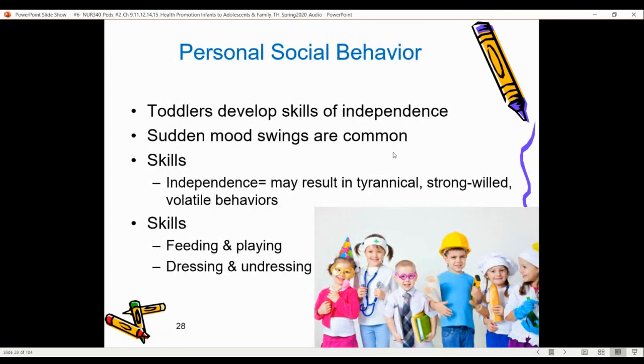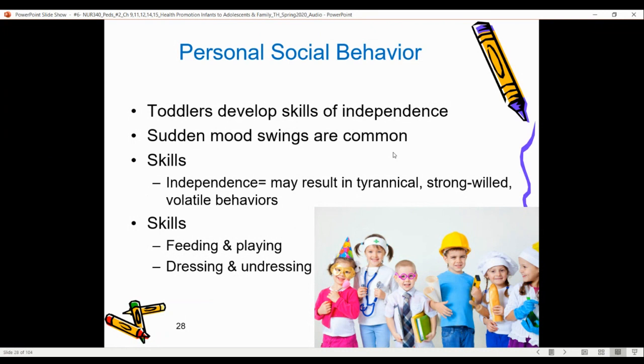Okay, personal social behaviors. So this skill of independence is important. They have these sudden mood swings because of learning those independent skills. Remember, they don't have the ability to be independent yet. They're only toddlers, but they think they're independent. If you haven't heard the term three-nager, that's something that we sometimes say with these younger kids, because they think they're independent, they think they can do everything themselves, and they can't quite.